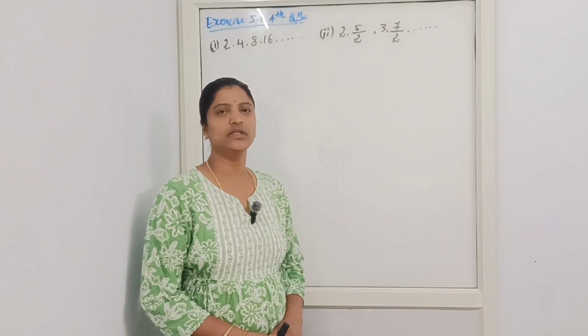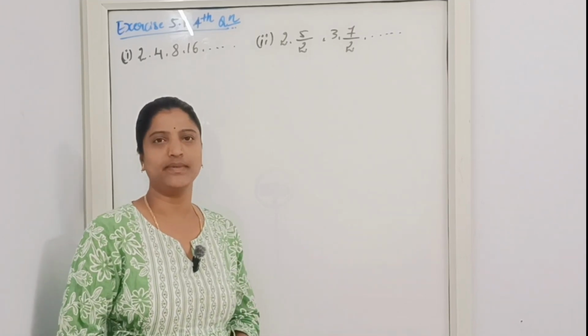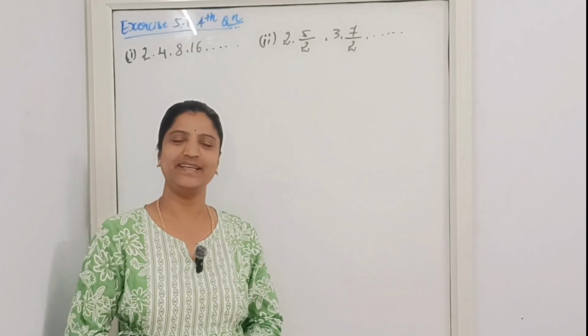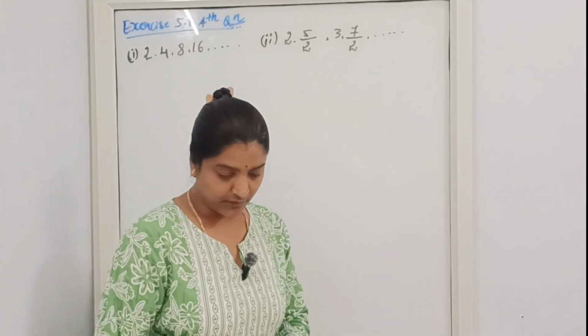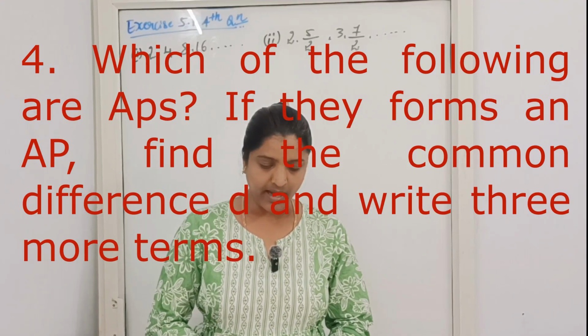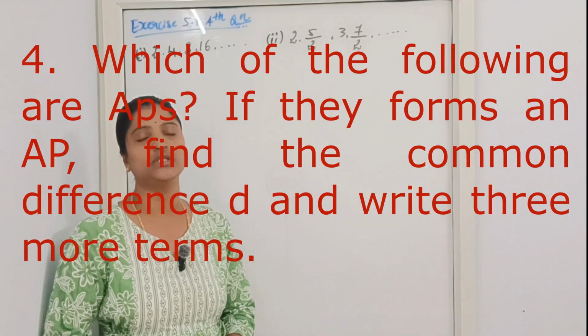Today, let us continue Exercise 5.1 in the Arithmetic Progression chapter. The fourth question we need to start. Are you ready? Let's start. Fourth question is, which of the following are APs? If they form an AP, find the common difference d and write 3 more terms.